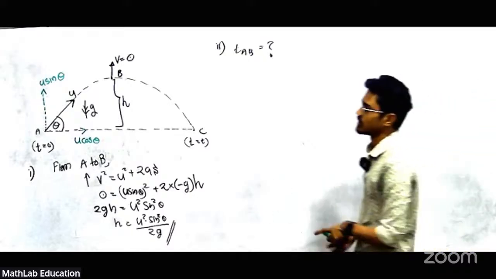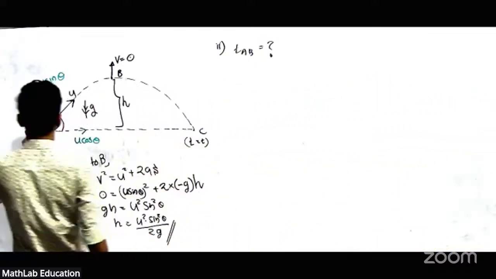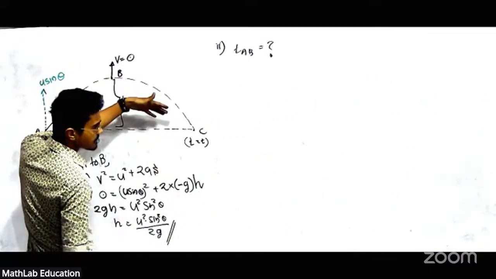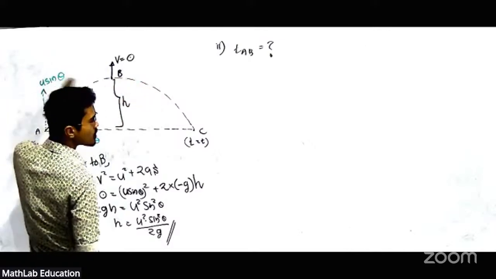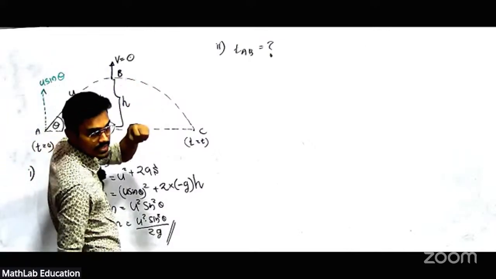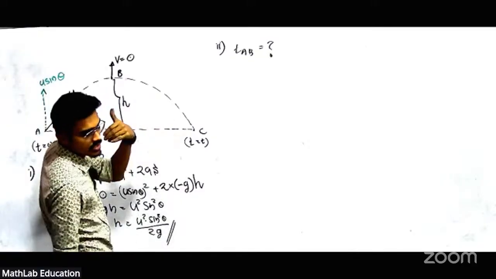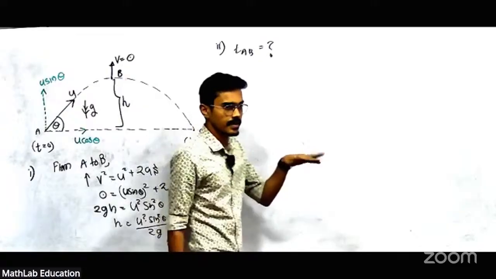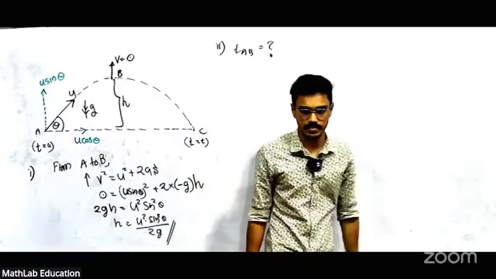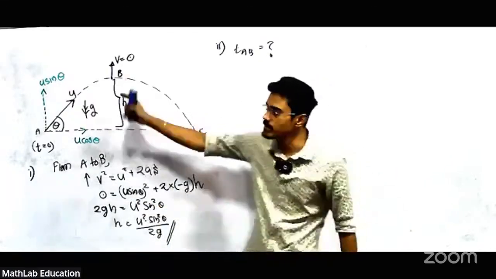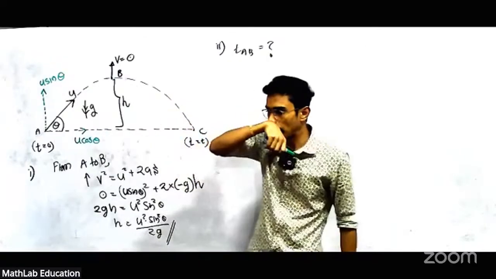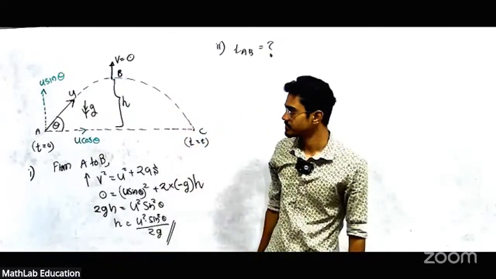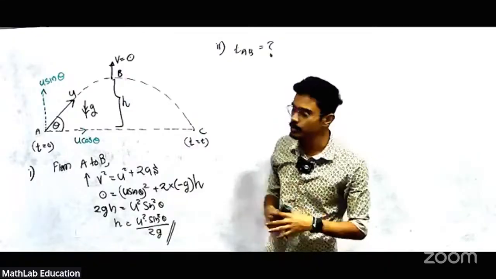So both start at the same time and both end at the same time. So always these two motions are simultaneous, which means same time. So it doesn't matter which motion it is, time is the same. Now I need the time from A to B. What can we do? Any suggestions?